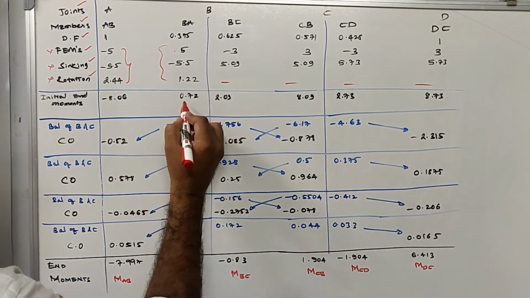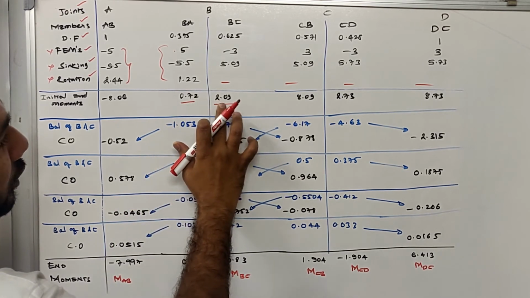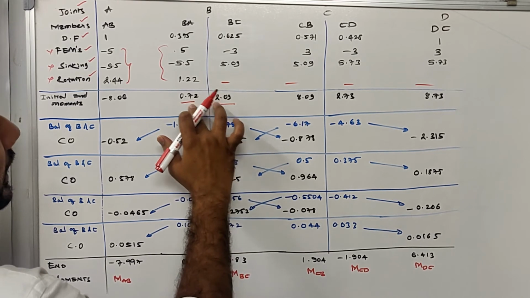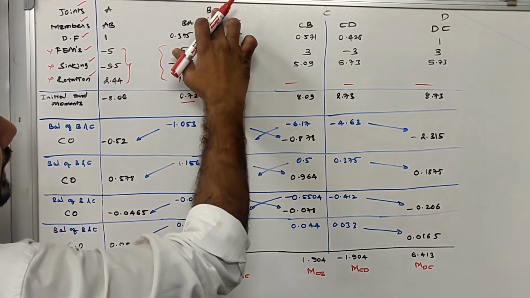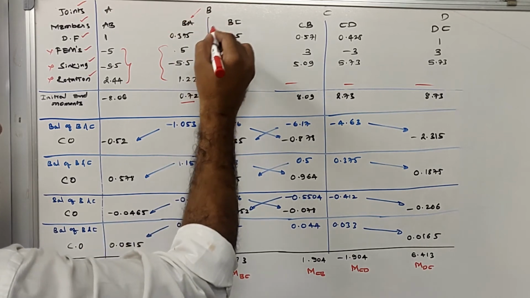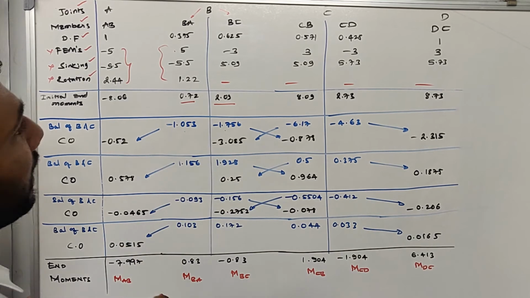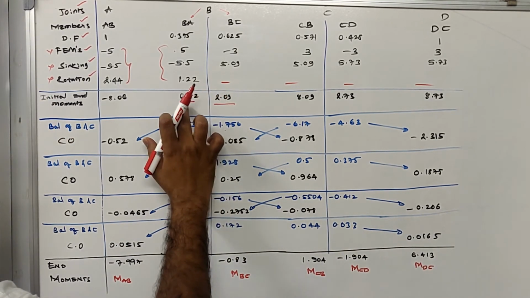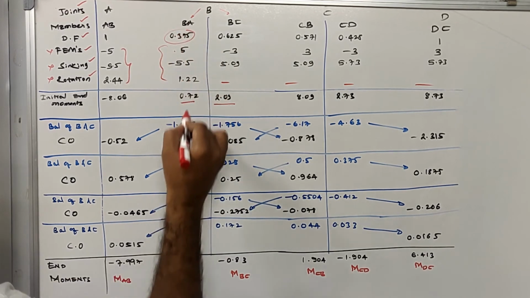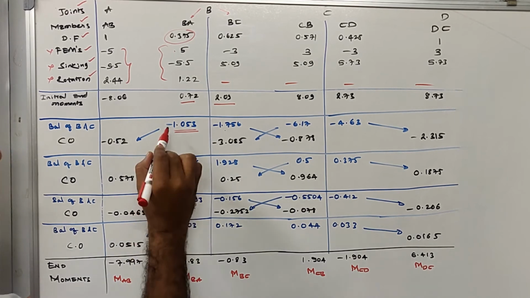Now we have the values 0.72 and 2.09, so 0.72 plus 2.09 is added. We are taking the sum of these two at the joint, and we need to multiply with the distribution factor of BA and BC, and write the respective values. Taking the sum of 0.72 plus 2.09 multiplied by the distribution factor, we will write our balancing value.